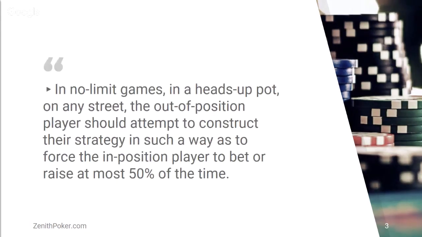Okay, so this is the 50% rule written down. Basically, in no-limit games, in heads-up pots, on any street, the out-of-position player should attempt to construct their strategy in such a way that the in-position player can only bet or raise at most 50% of the time. Okay, so the out-of-position player has a strategy that tries to make the in-position player bet or raise at most 50% of the time.